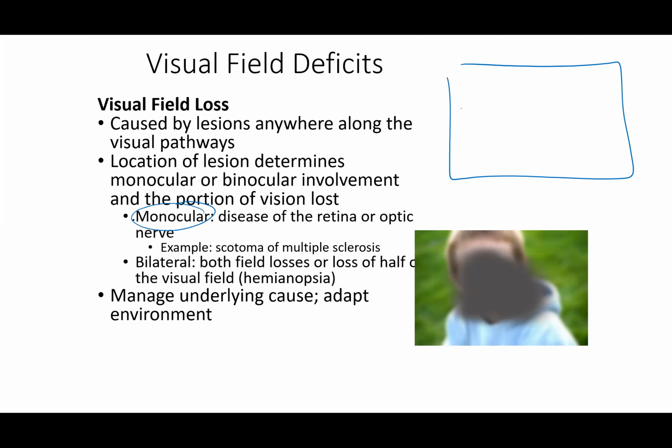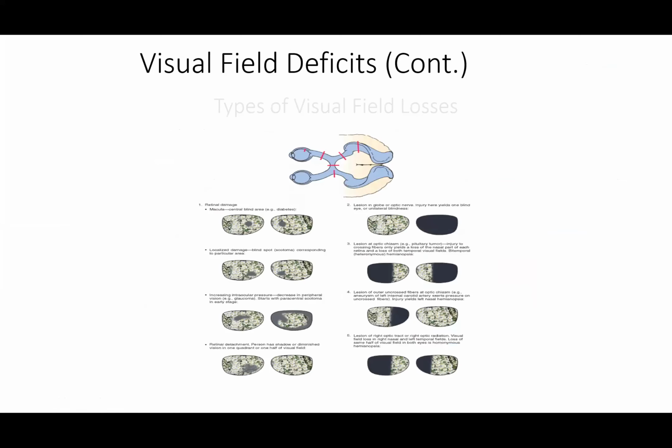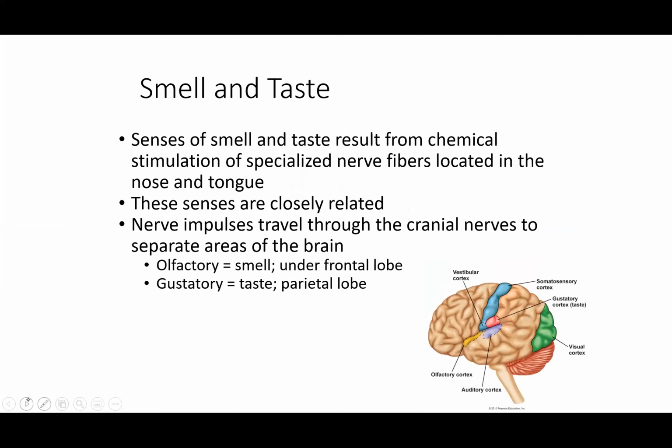Monocular disease of the retina or the optic nerve. Here's an example of the different areas of infarct: optic chiasm, optic nerve, optic radiation. At that point, that's where the specialist would take over with CT scans and the other tests that they'll do to pick up on that.